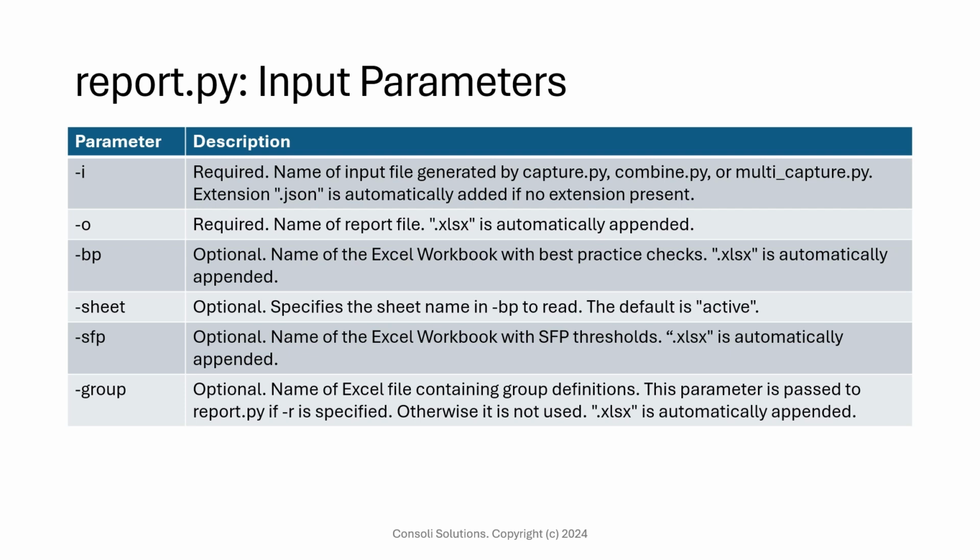Dash SFP, that's optional as well. It defines SFP thresholds to alert on in the report. If you're just getting started, set this to SFP_rules_R12, and that workbook is in the Brocade REST API applications as well. The dash group, I'm going to spend some more time talking about that on the slides to come.